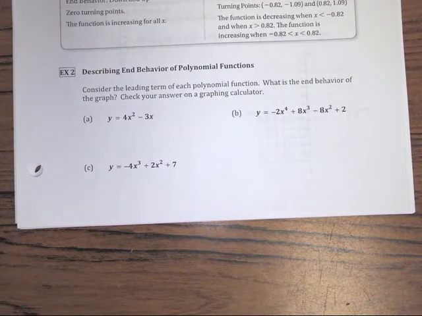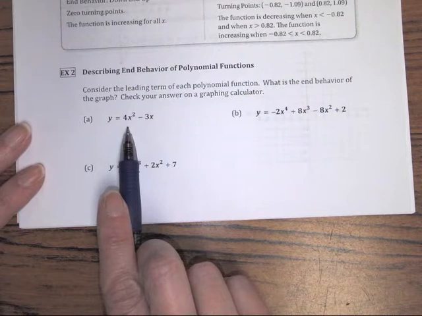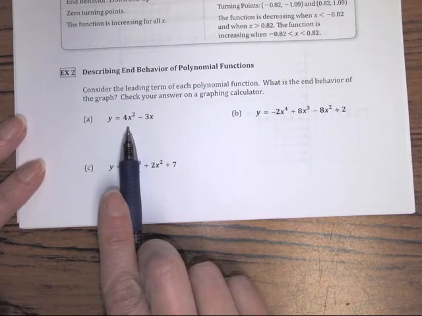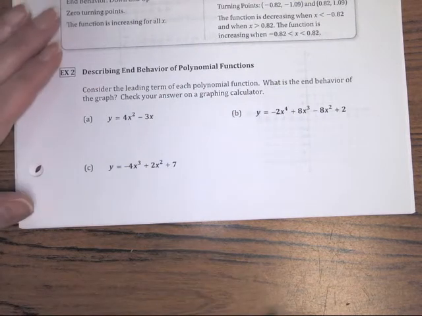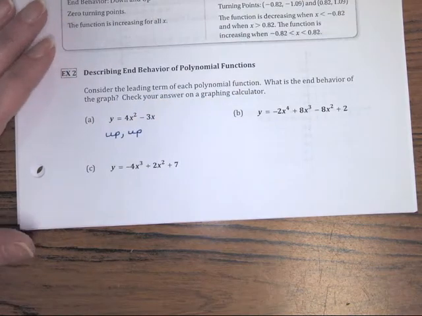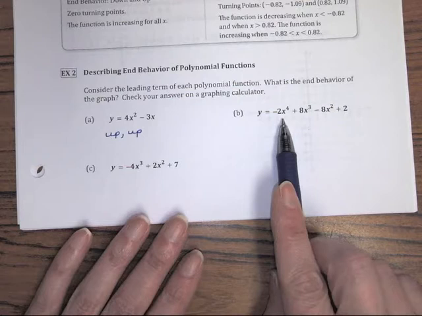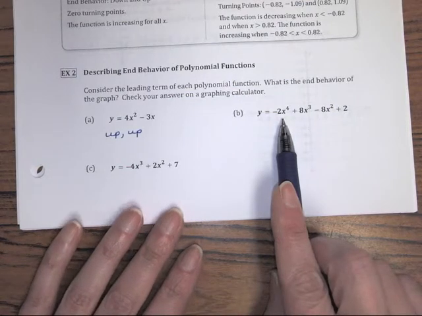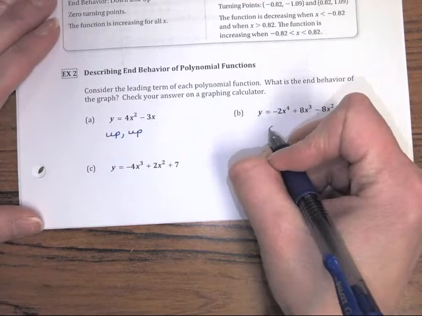Consider the leading term of each polynomial function. What is the end behavior of the graph? So first of all, what kind of function is this? Quadratic. Quadratic, even power, so it's either up, up, or down, down. All right? This has a positive coefficient in front of the x squared, so this is up, up. If we go to b, I've got x to the fourth. It's an even power, so we know it'll be the same. The question is, is it up, up, or down, down? This is down, down because we have a negative coefficient.